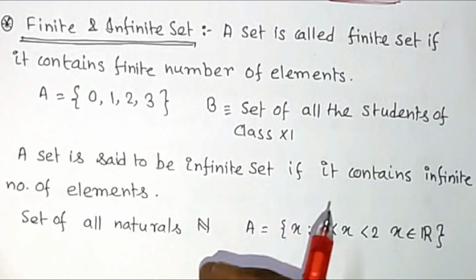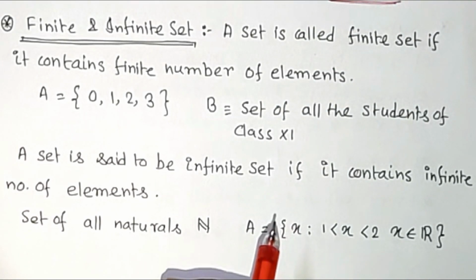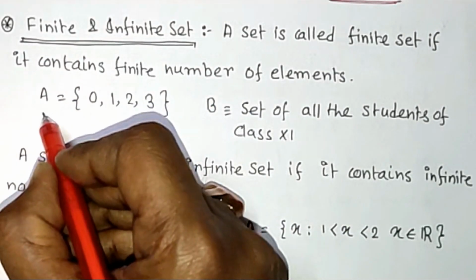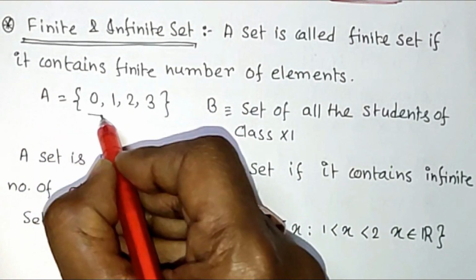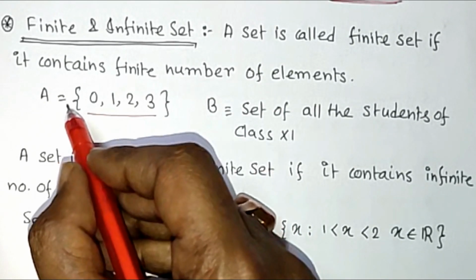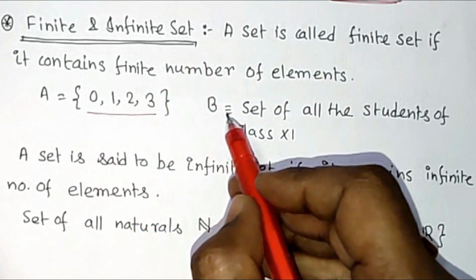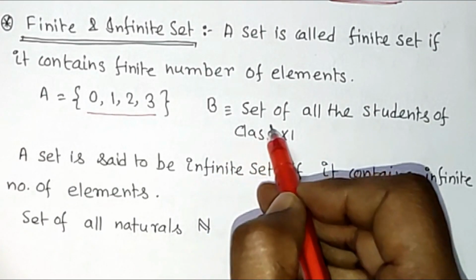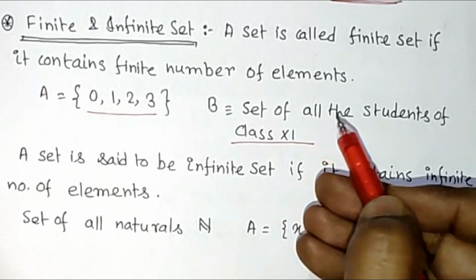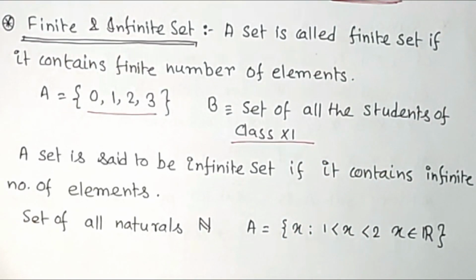Next, finite and infinite sets. A set is called finite if it contains a finite number of elements. For example, A equals 0, 1, 2, 3. So the number of elements is finite. So A is a finite set. Set B, the set of all the students of class 11. So the number of students of class 11 is also finite. Hence, these two sets A and B are called finite sets.